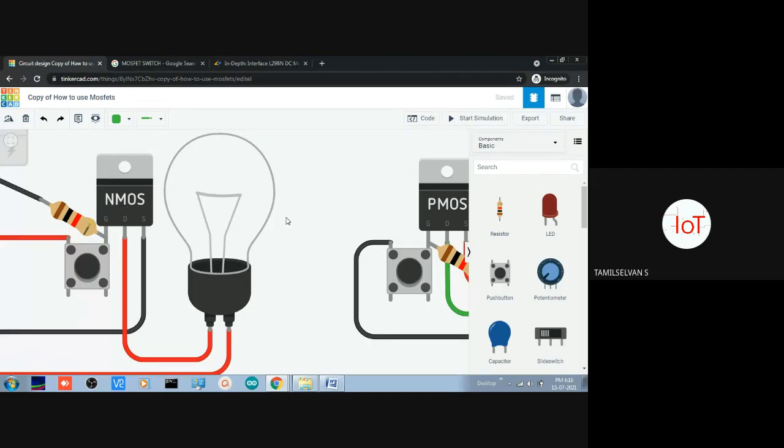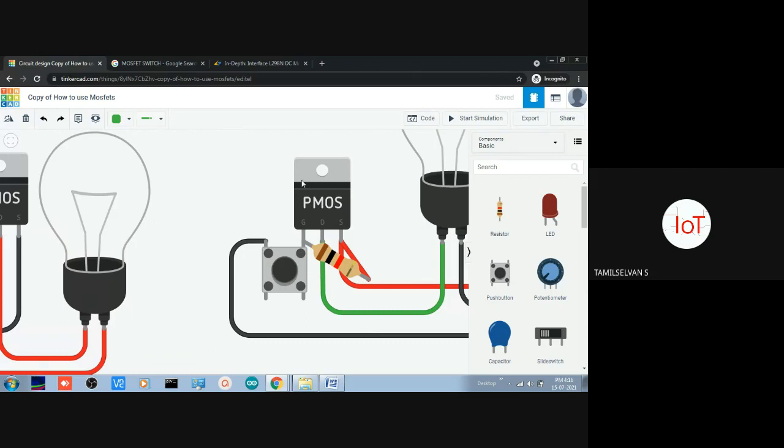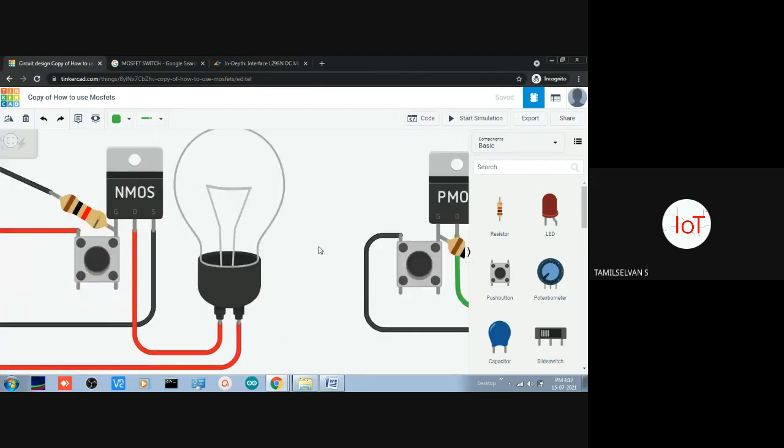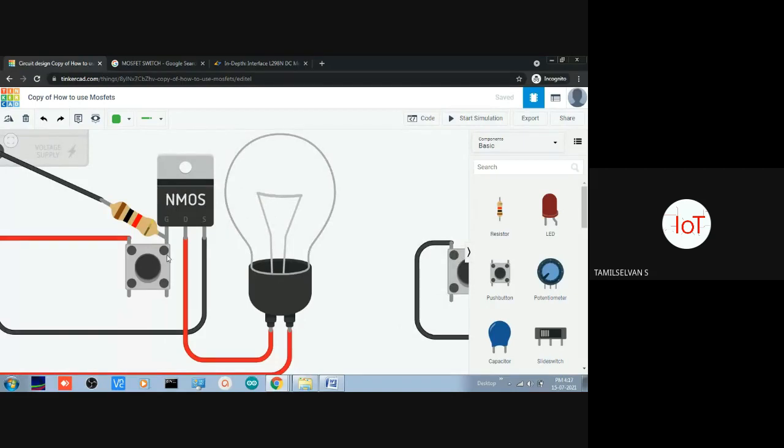But in the case of PMOS, by default it will be in on mode, and if you energize this, then it will go into off mode. It is the reverse manner. If you want to work with forward logic, then you have to use the NMOS. But what is the advantage of using NMOS?